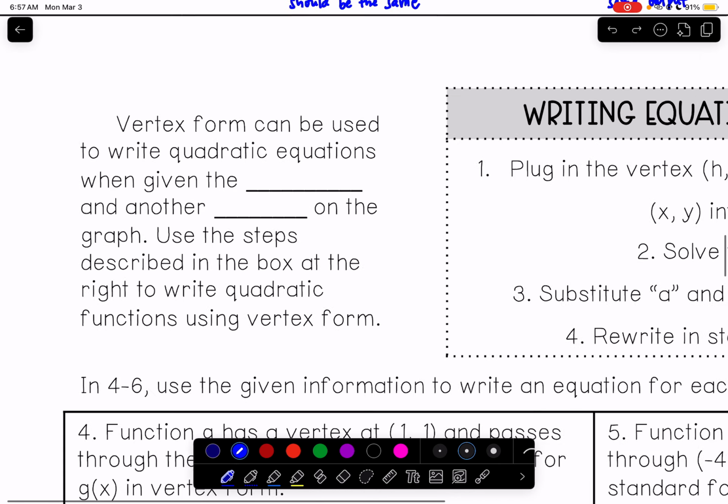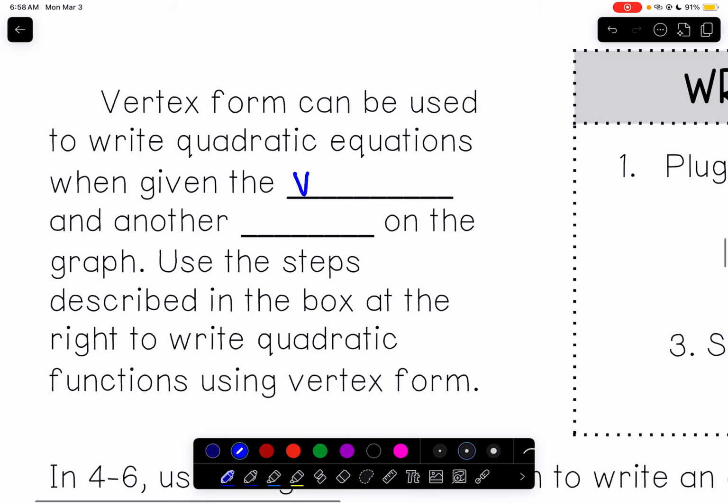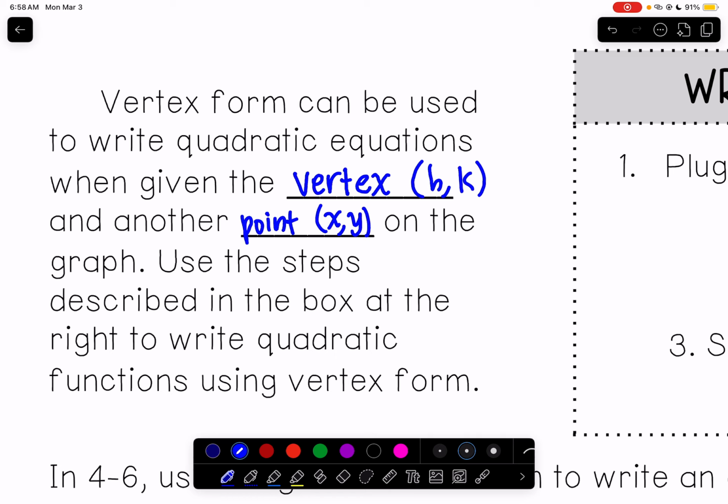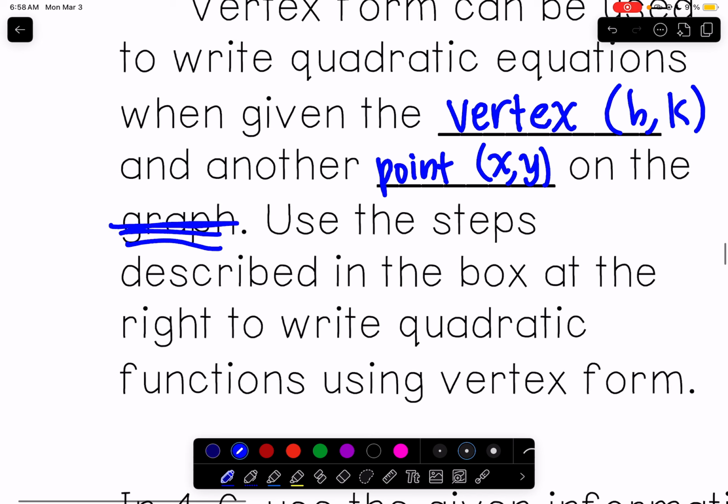So in order to find vertex form from a graph or from a table or from whatever, we need to have the vertex, which as always is h comma k, and we need to have any other point, which we'll call plain old x comma y, on the graph. And by graph, it does not mean anywhere on the coordinate grid. It means specifically on the graph of the parabola. So I would really say any other point on the parabola.